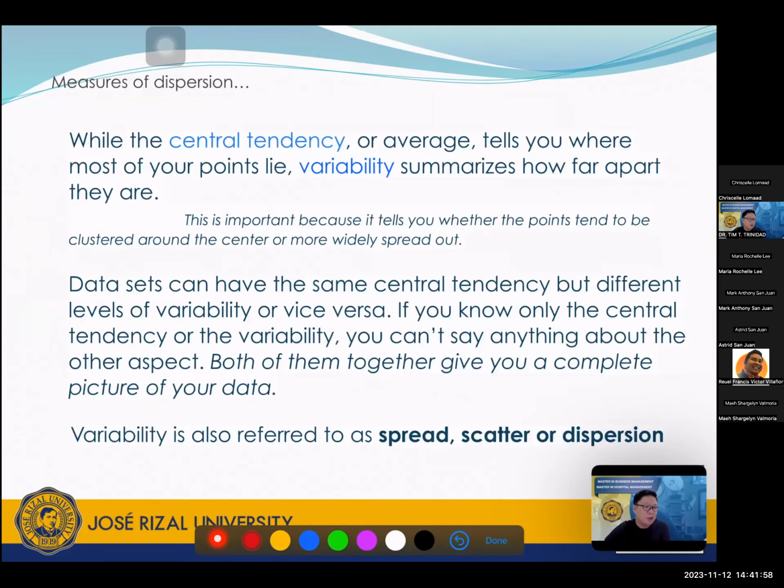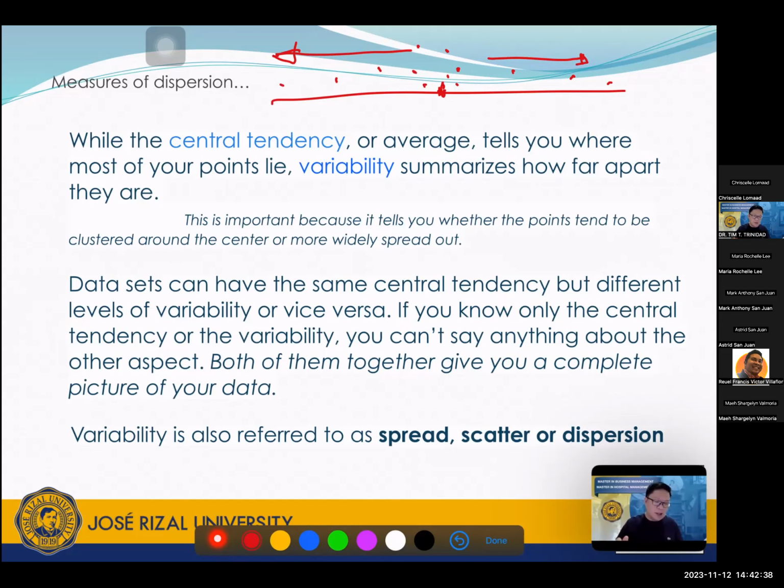So while the central tendency or the average tells you where most of your points lie, your variability summarizes how far apart they are. This is important because it tells you whether the points tend to be clustered around the center or are more widely spread. If you have the center, you look at your sets of data: are they near it, or widely spread, farther from the center? This is the picture you are depicting in measures of dispersion.